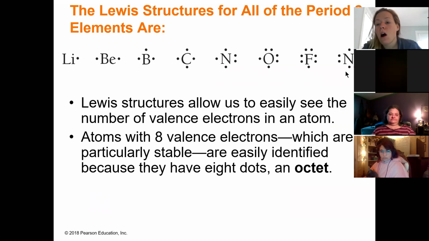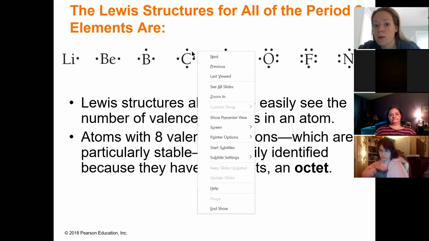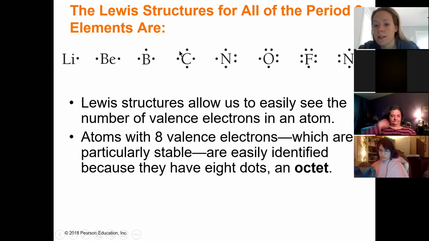Here are all of the Lewis structures for the elements in the second row. We can see lithium is in column 1, it gets 1 valence electron. Beryllium's in column 2, 2 valence electrons. We continue on. You can see carbon here has 4 because it's in column 4. We fill those in singularly, then we go ahead and double them up. I wouldn't have 2 here and 2 here; that wouldn't be very symmetrical. All the way over to neon, which is a noble gas.